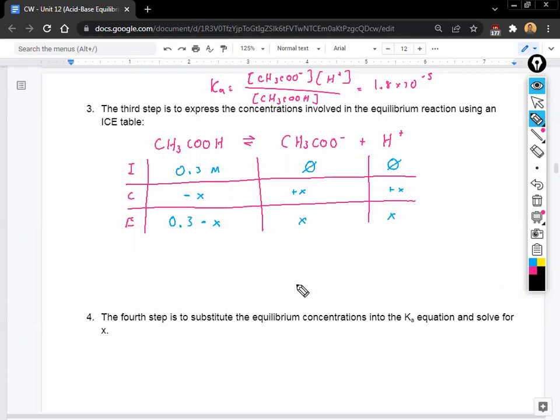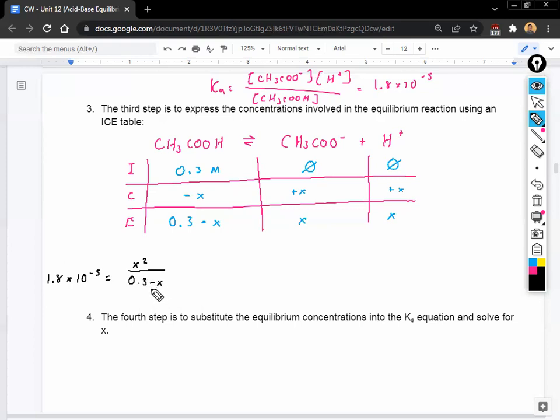Okay. Now step 4 is we're going to plug in these values in this row into the equilibrium constant expression. So if I plug that in, we can write that Ka is equal to 1.8 times 10 to the negative 5, which is equal to the top. This is X. This is also X. So that's going to become X squared divided by 0.3 minus X.